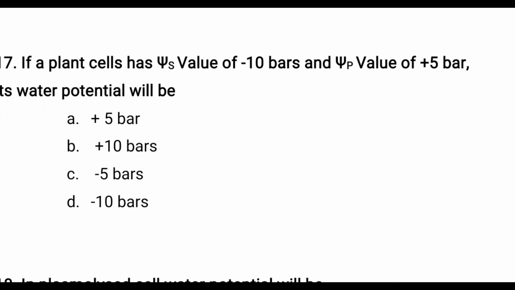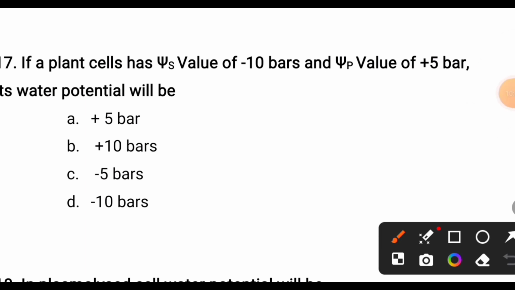If a plant cell has psi S value of minus 10 bars and psi P value of plus 5 bars, its water potential will be. Okay, so here I'm going to solve the question. Listen carefully. Here we have to calculate the psi W value, nothing but water potential value. Psi W is equal to psi S plus psi P.